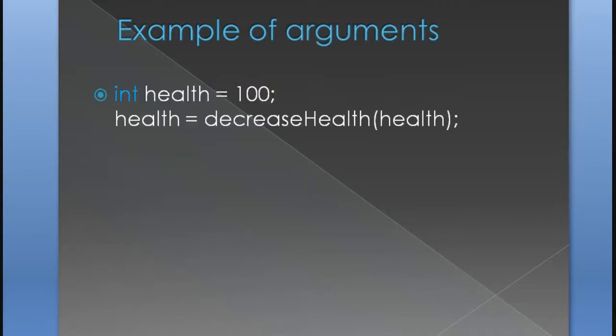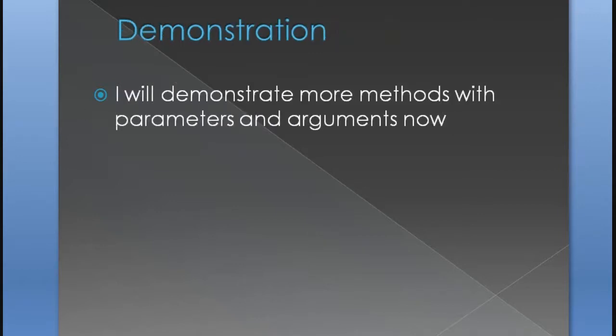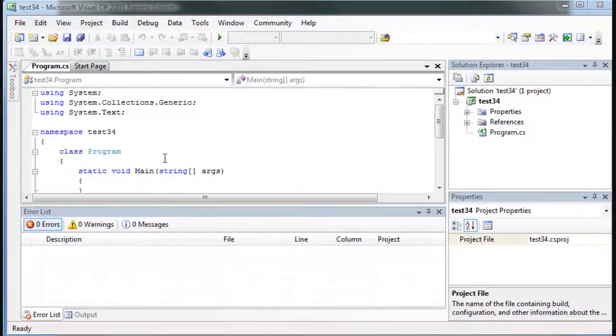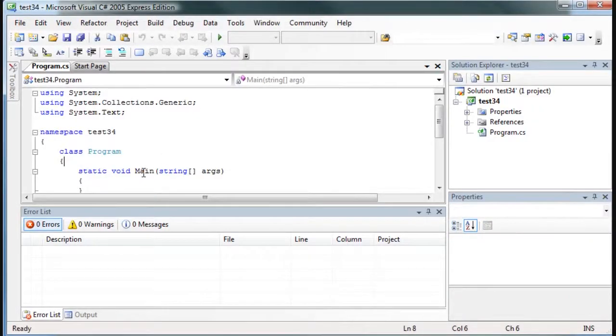So here's an example of an argument. Inside of the main method, let's say I make an int health is equal to 100. Then I have a variable to catch that value. So health is equal to decrease health, parentheses, and I send that variable or value to decrease health, that's an argument. So I'll go demonstrate that right now. Again, this is a console application. You can get there from File, New Project, selecting console application, and typing in the name of the namespace you want.